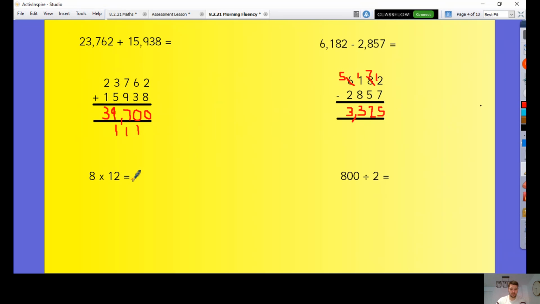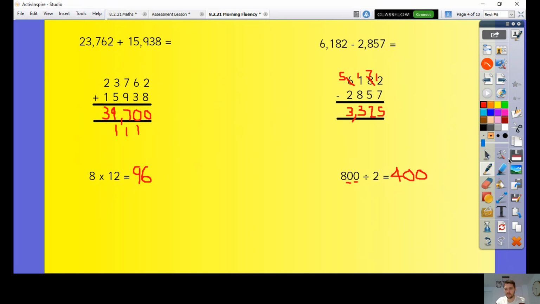3,325. 8 times 12. Hopefully we're becoming more confident with our times tables. If not, I would use partitioning here. 8 times 10 is 80. 8 times 2 is 16. 80 plus 16 is 96. 800 divided by 2, using our related facts here. 8 divided by 2 is 4. So 80 divided by 2 is 40. So 800 divided by 2 is 400. Well done if you managed to get those correct.